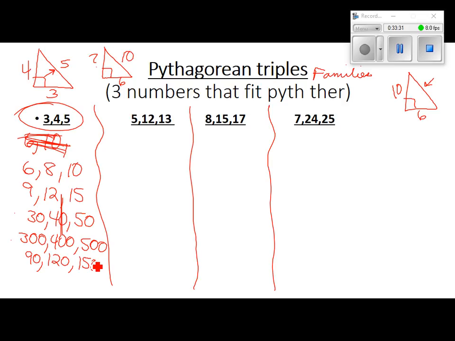Now, some other things fit into this family that I was talking about that's not a Pythagorean triple. What if I told you one of the legs was 0.3, one of the legs was 0.4? What's the hypotenuse going to be? 0.5.